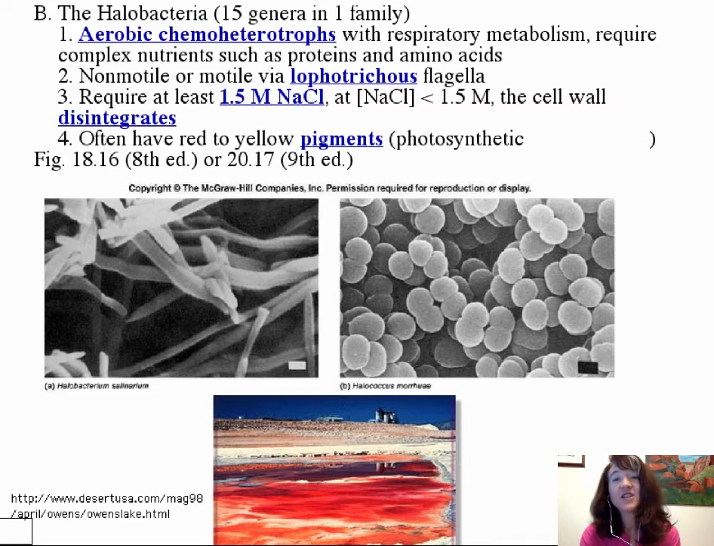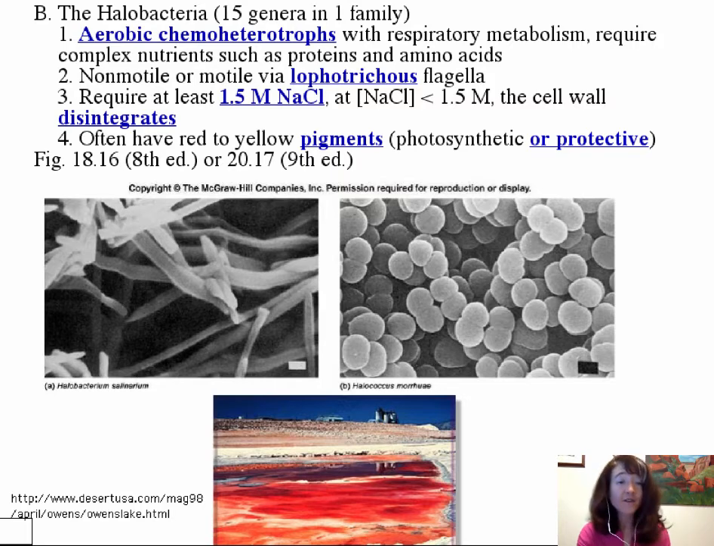Now the pigmentation is interesting because they're more likely to gain their energy by using organics than by being photosynthetic. So you can see why in an incredibly salty lake like this, they would want to have photoprotective pigments as well, because they're getting really pummeled with a lot of bright sunlight.